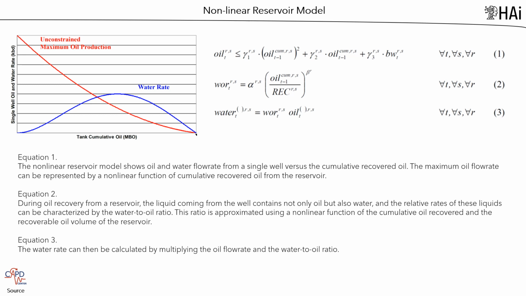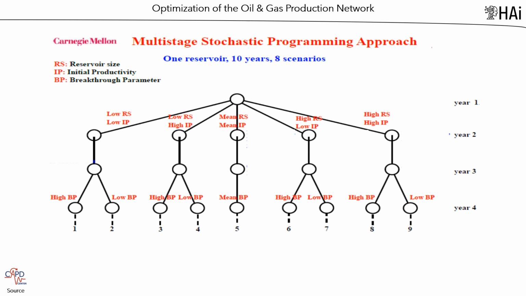During oil recovery from a reservoir, the liquid coming from the well contains not only oil and gas but also water, and the relative rates of these liquids can be characterized by the water-to-oil ratio. This ratio is approximated using a nonlinear function of the cumulative oil recovered and the recoverable oil volume of the reservoir, Equation 3. The water rate can then be calculated by multiplying the oil flow rate by the water-to-oil ratio. These equations must be adjusted for the case of shale gas. Below are the results of the model.